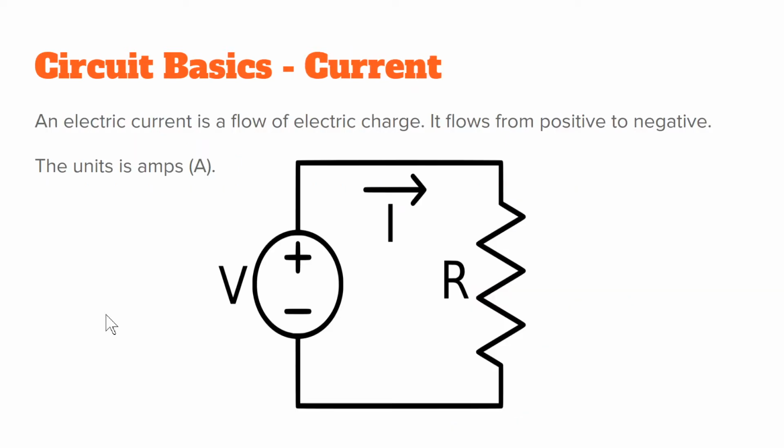Okay, good. The next thing is current. An electric current is a flow of electric charge. It flows from positive to negative, and this is really important. Whenever you have any kind of voltage supply, whether it be a battery or a microcontroller, whatever it is, it's always going to flow from positive to negative. That direction is always going to go in a loop. Let me know at any time if you have any questions. Feel free.